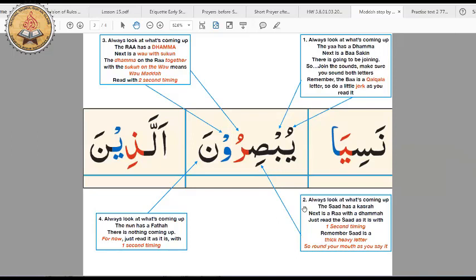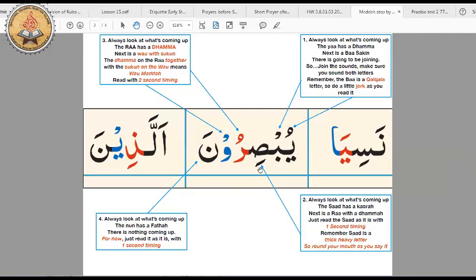Now our next letter, number 2, it says always look at what's coming up. Sad has a kasra. Next, after the sad, is a ra with a dhamma. Therefore, we only just need to read the sad as it is with a 1 second timing. Okay? Thing to remember here is that sad is a thick, heavy letter. So you round your mouth as you say it. So could you say this next letter for me, please?